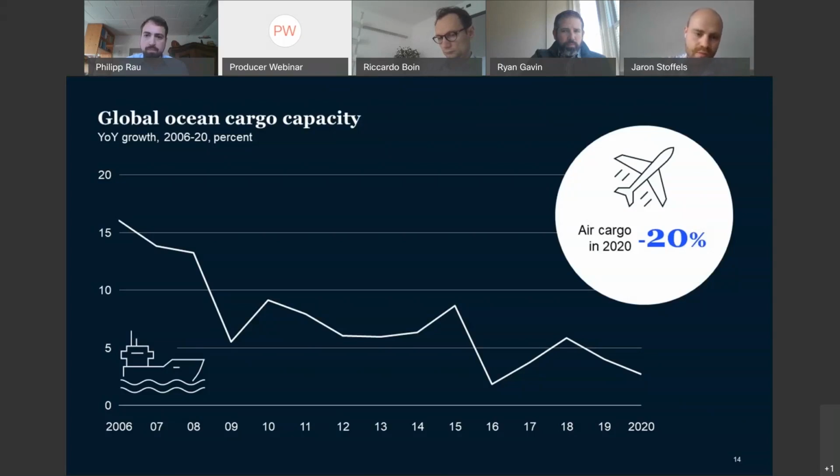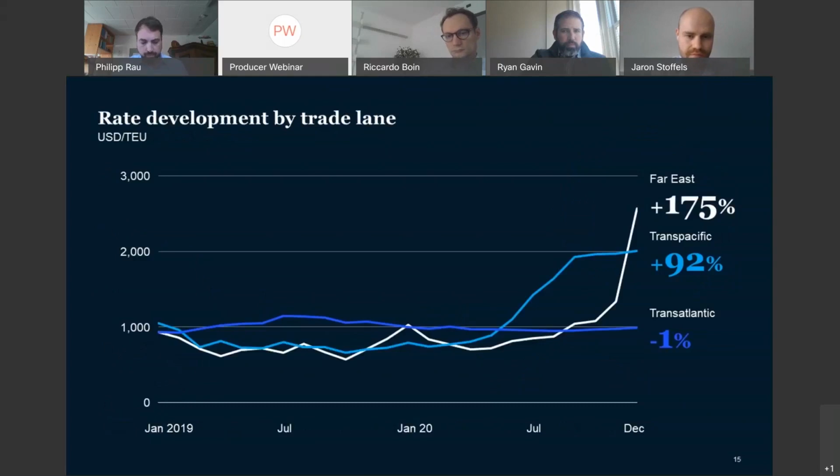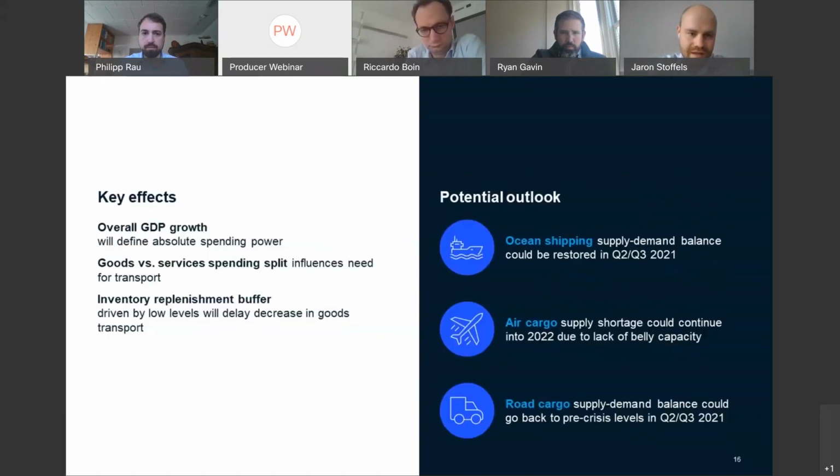And when we now bring this together on the next page, so we have seen the spend on goods, then we have seen the capacity, and now here we have like the freight rates. And here we can see that ocean freight rates for outbound Asia, like Far East or also Trans-Pacific, have been skyrocketing over the past month, with prices tripling on Far East Europe and doubling on Trans-Pacific. Transatlantic stayed rather stable. Now, after we've seen this skyrocketing prices, the question remains how this situation likely unfolds.